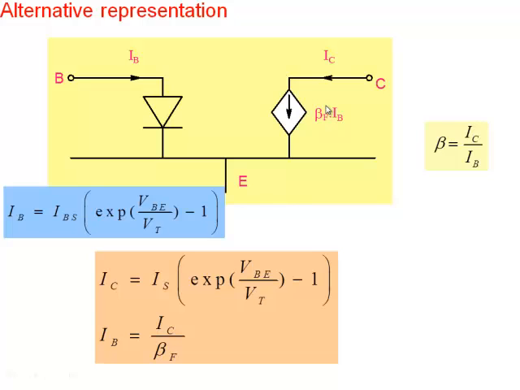Between base and emitter? There are two currents. Which two currents? One is IB, another is IB. Another is?